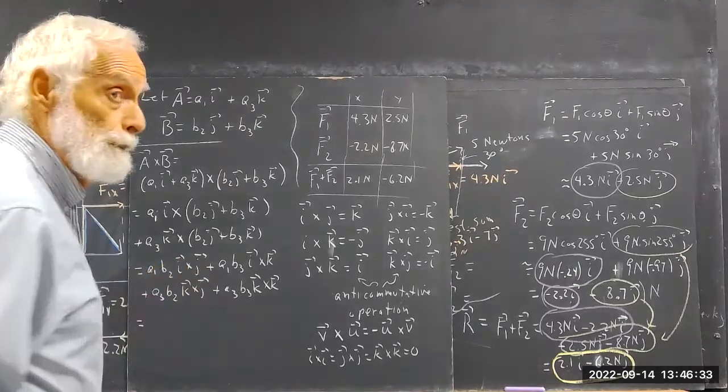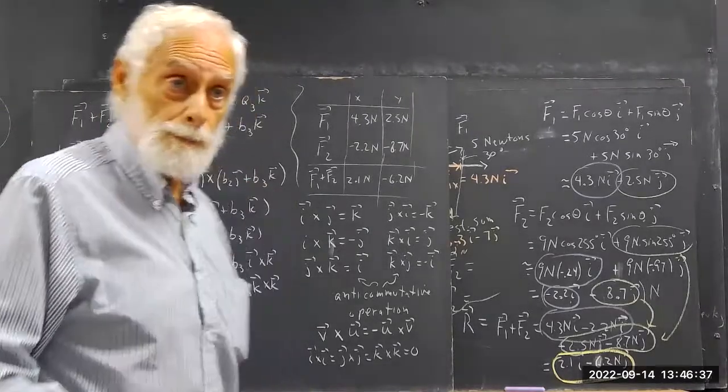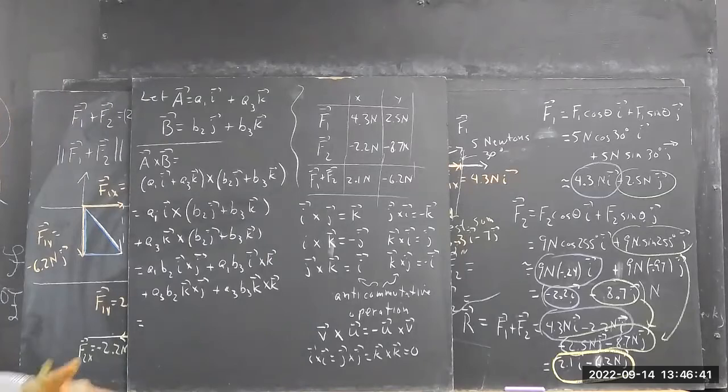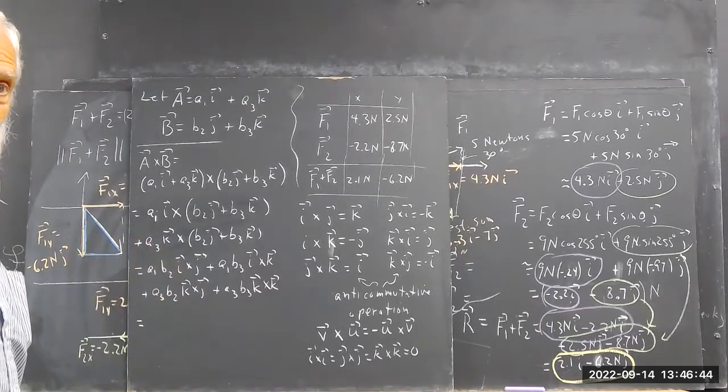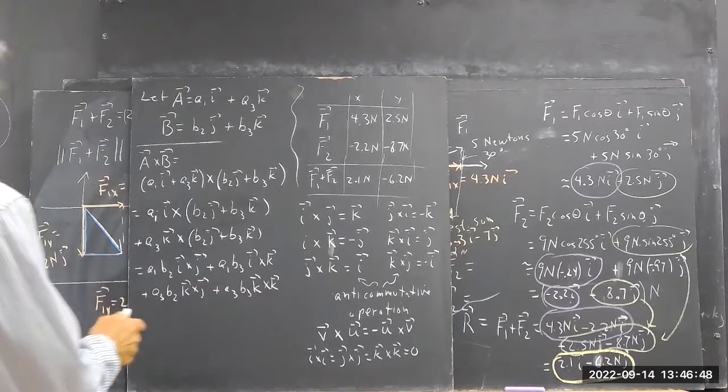What's I cross J? We look at the table, or you can just do it. I cross J is K. Once you get going, you don't want to be looking at a table. Do it with your hand, do it with your imagination, then look at the table, but be sure you were right. And I'm pretty sure you always get it right.